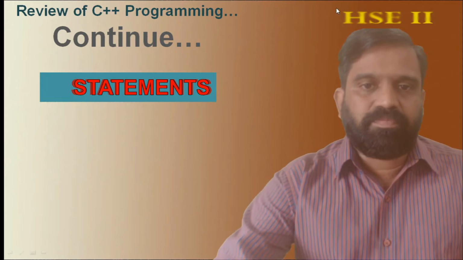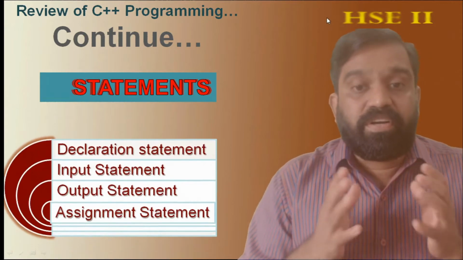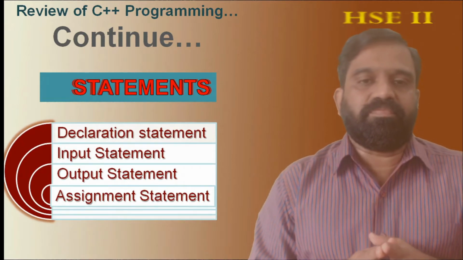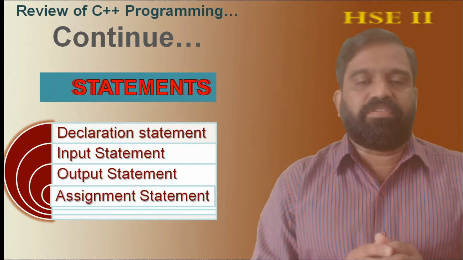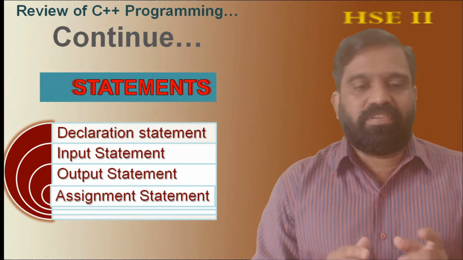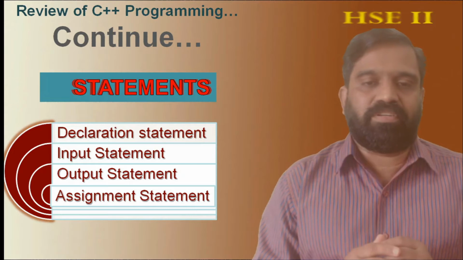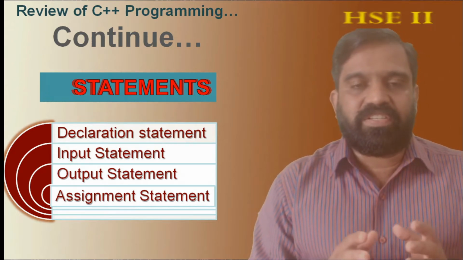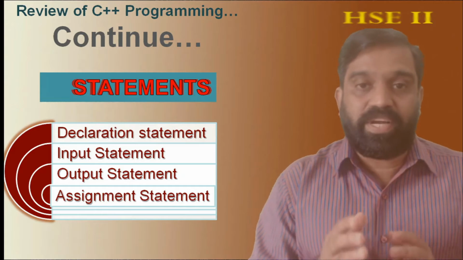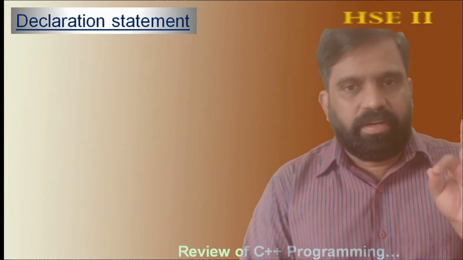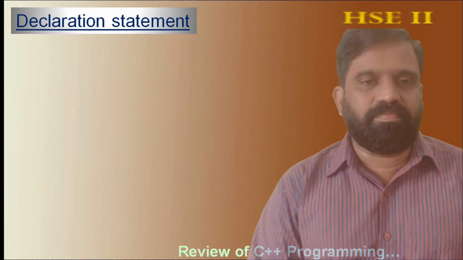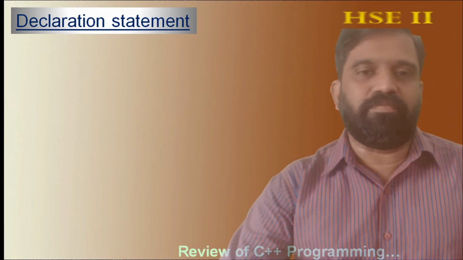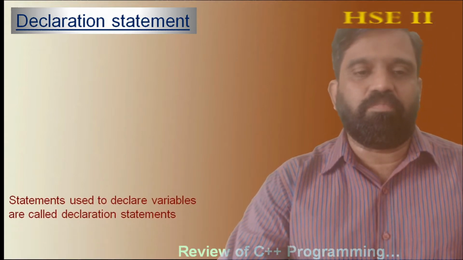See, they are the declaration statement, then input statement, output statement, and assignment statement. And two more are there. They are the selection statement and looping statement. We can discuss them later. Declaration statement, that is one of the statements we have to use in C++ programming language.